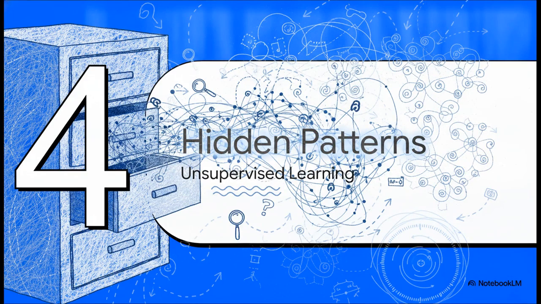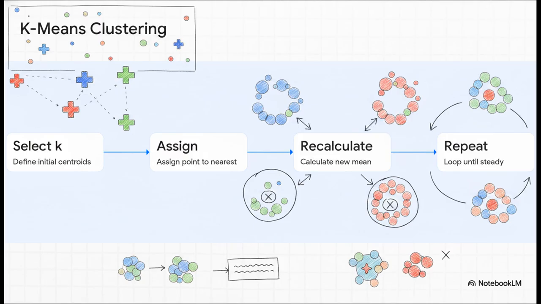All right, Section 4, Finding Hidden Data Patterns. Let's talk about unsupervised and temporal learning. When you don't have labeled data, how do you find patterns? Let's look at k-means clustering.